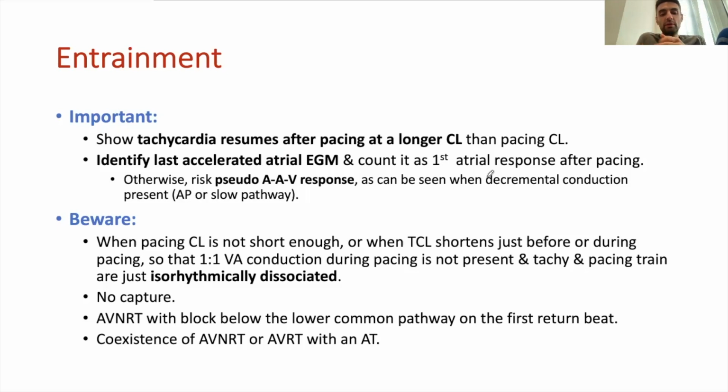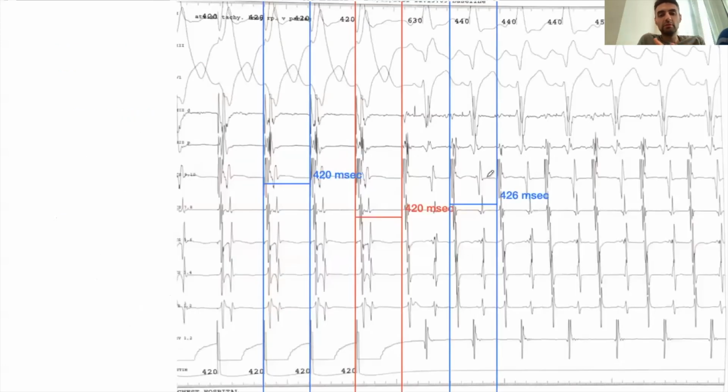Okay, so also be aware that you are actually capturing the V, and the tachycardia, you're pacing faster than the tachycardia, and the tachycardia did not change, such that you might be algorithmically dissociating the V's and A's because you are V pacing. Your V pacing may be just ever so slightly faster than the tachycardia, and you're not actually involving or accelerating the A. So again, when your pacing cycle length is not short enough, or when the tachycardia cycle length is short, 1-to-1 VA conduction during pacing is not present, and tachycardia and pacing train are just isorhythmically dissociated. If there are multiple tachycardias, it might be confusing, obviously. So this is one of our patients as well.